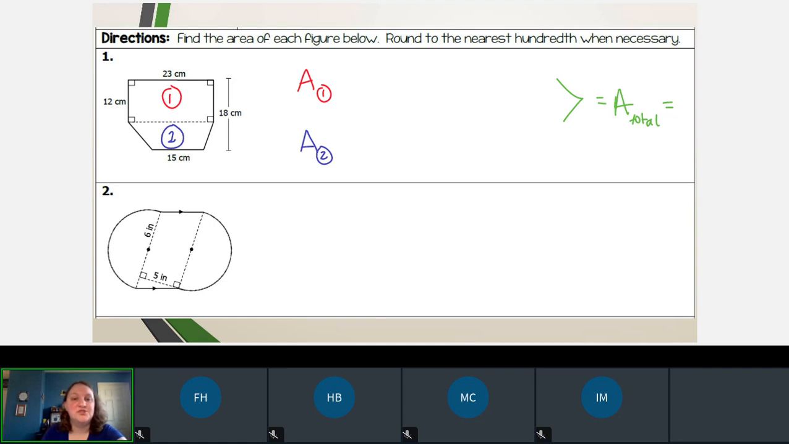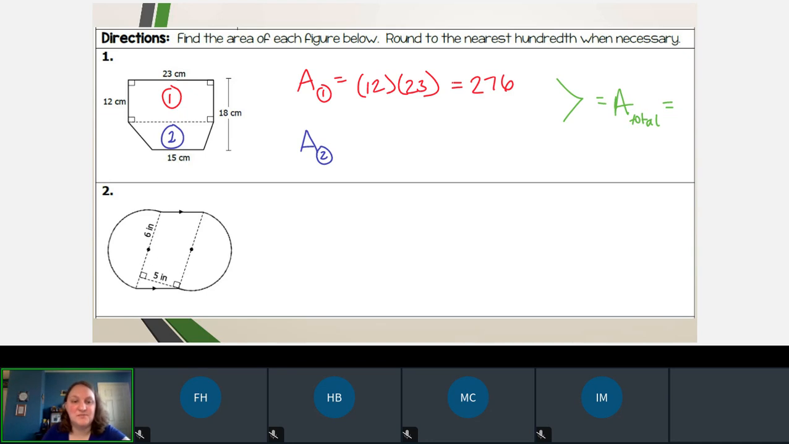Okay, so let's find the area of the rectangle. You look at your formula sheet, you find the rectangle, and the area of a rectangle is length times width. So to find the area of this rectangle, we can say 12 times 23. Or if you did 23 times 12, you're going to get the same answer. So the area of the rectangle is 276 centimeters squared.